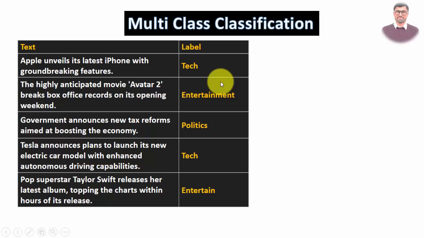But what if we have more than two classes? If you have more than two classes, then it is known as multi-class classification. We have also discussed what multi-label is, which we'll discuss a bit later. But in multi-class you will have more than two classes.